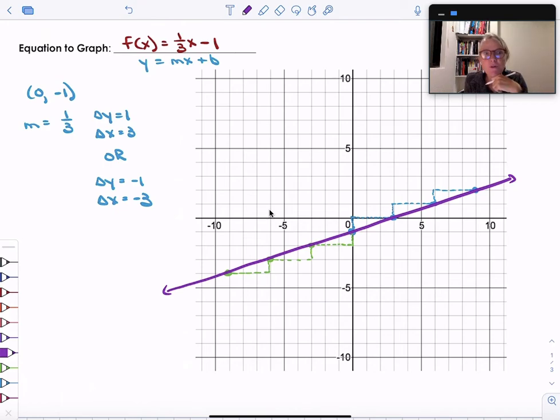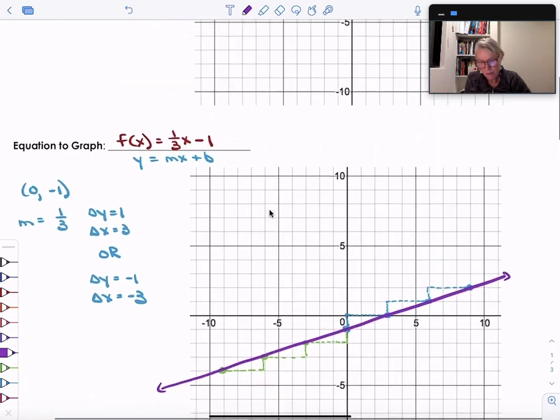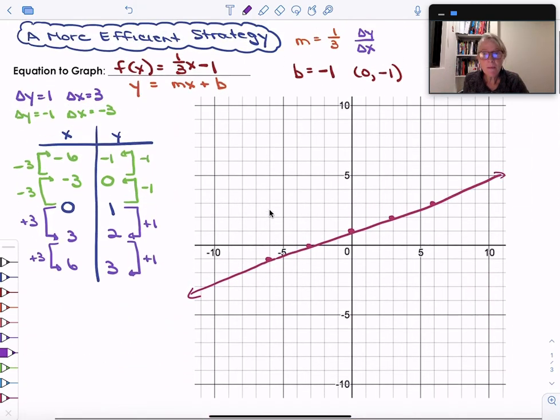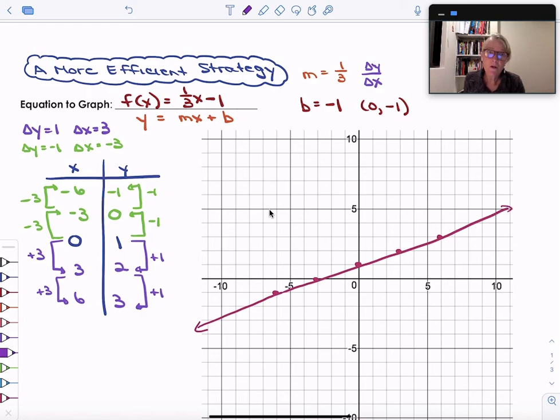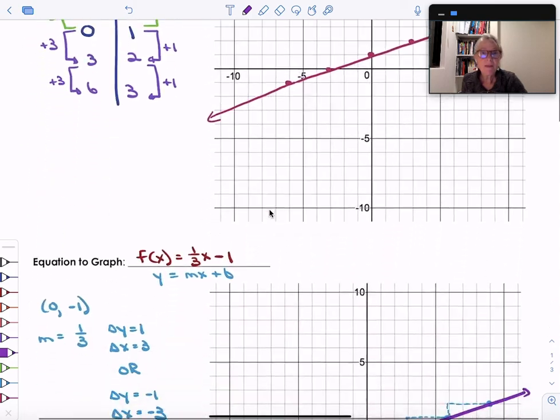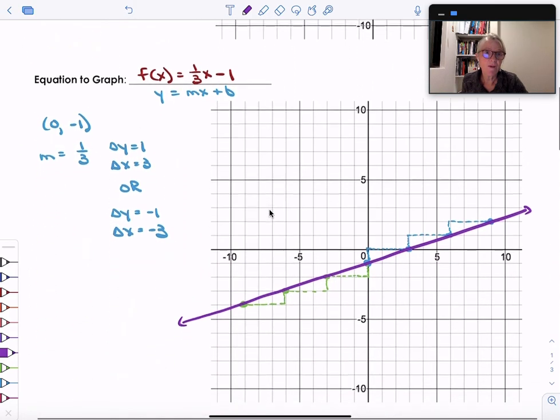This is really the most efficient way to graph a line, but don't go here until you feel comfortable. You know you can do your table of values. Can you generate your table of values using your anchor point, your y-intercept, and your slope? Once you feel good with that, then come and try this most efficient way.